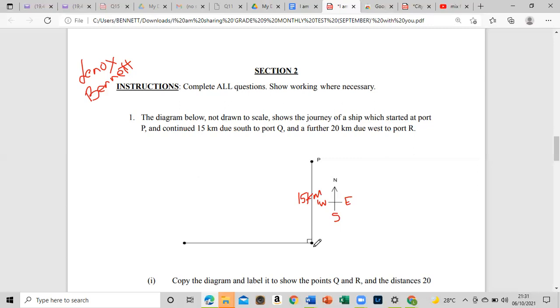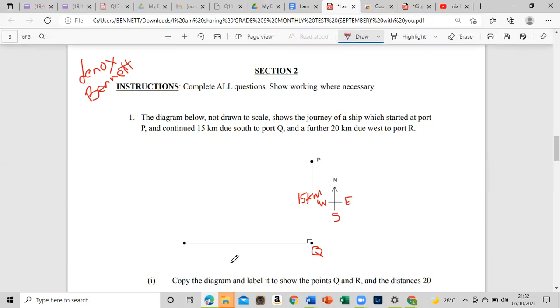So this is the point Q. All right, if we left from Q now, which direction from Q? I can read it again. And a further 20 kilometers due west. All right, so west to the left, to the left, to the left. Yes, and that's 20 kilometers. All right, so we're getting somewhere, guys. So this is 15 and this is 20.